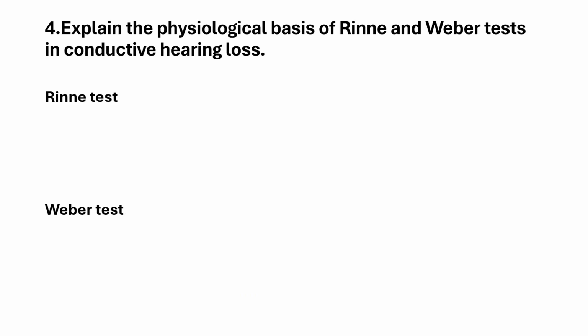Next is the physiological basis of Rinne's and Weber's test in conductive hearing loss. Rinne's test compares the air conduction and bone conduction. Air conduction is the conduction of sound through the external ear and middle ear, and any problem in the middle ear or the external ear causes conductive hearing loss, where the Rinne's test will be affected. The air conduction will be affected, so it will be less than the bone conduction. Bone conduction is the conduction of the sound through the mastoid directly to the inner ear.